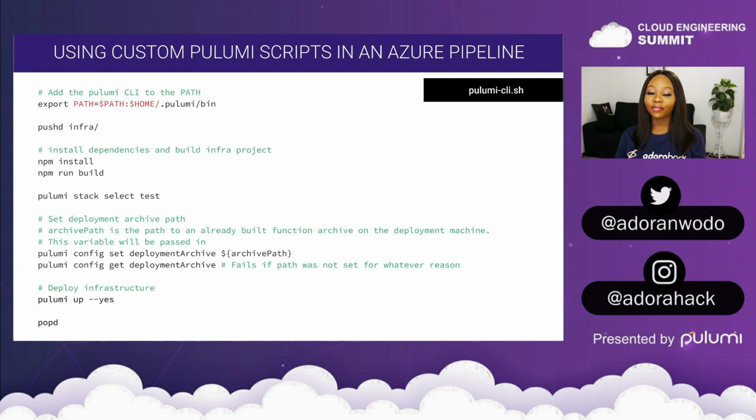I go ahead and set that config value to the archive path that I had already built, because I talked about this initially. Before we get to the Pulumi part, we would have built the function, tested it, and published artifacts. We publish the artifacts to a particular path, and that is the path we want, because once we specify that path, Pulumi deploys whatever is in that path to our function.